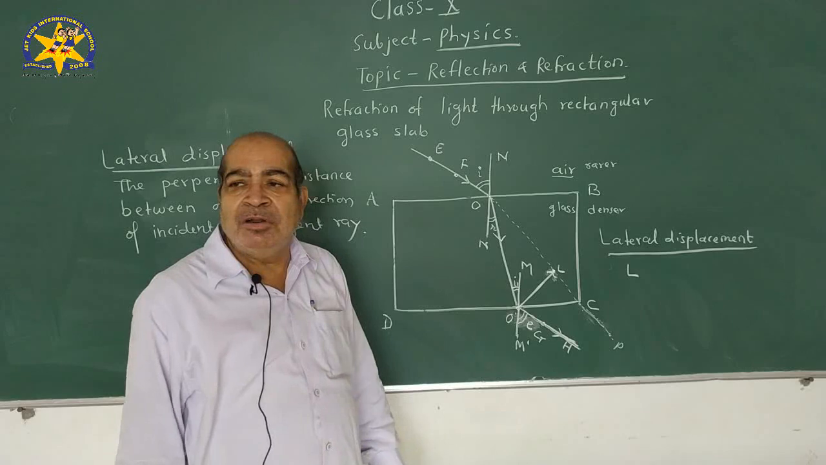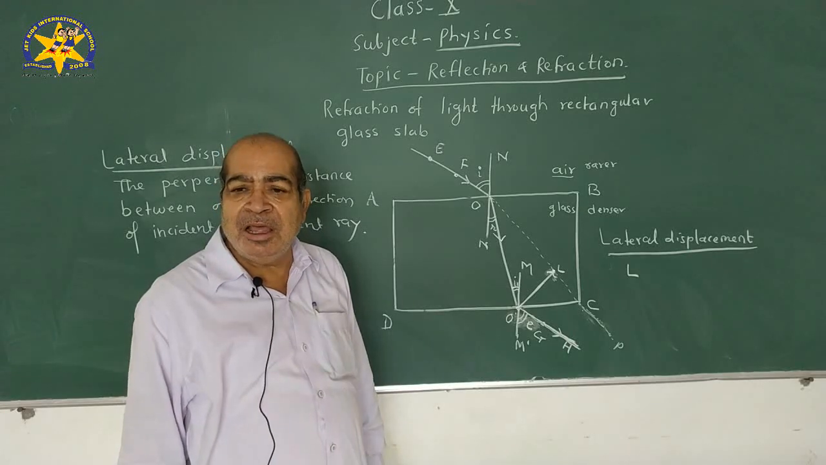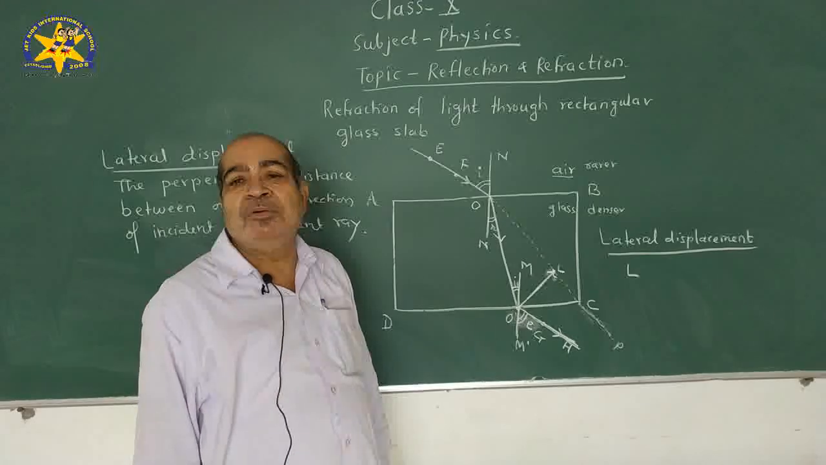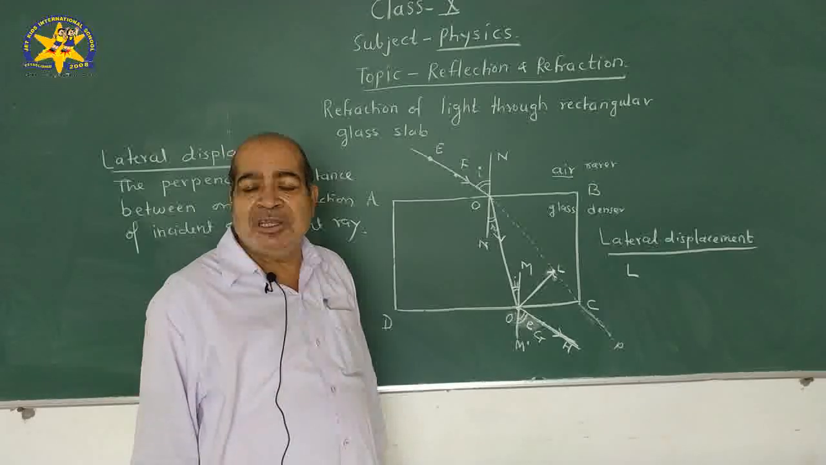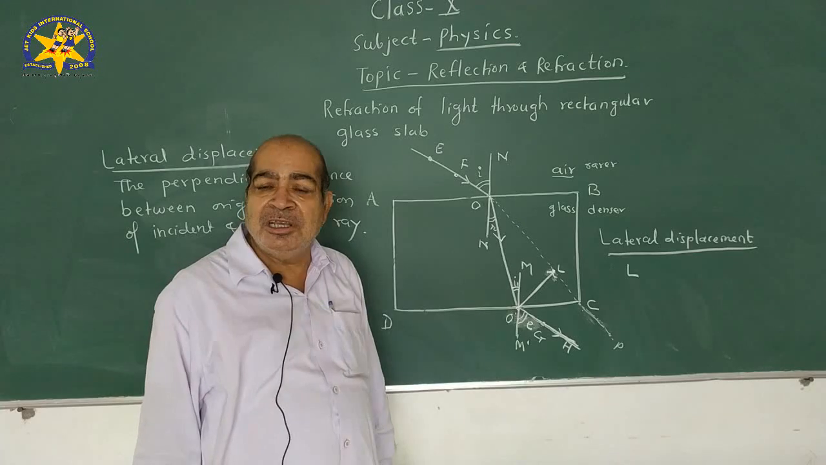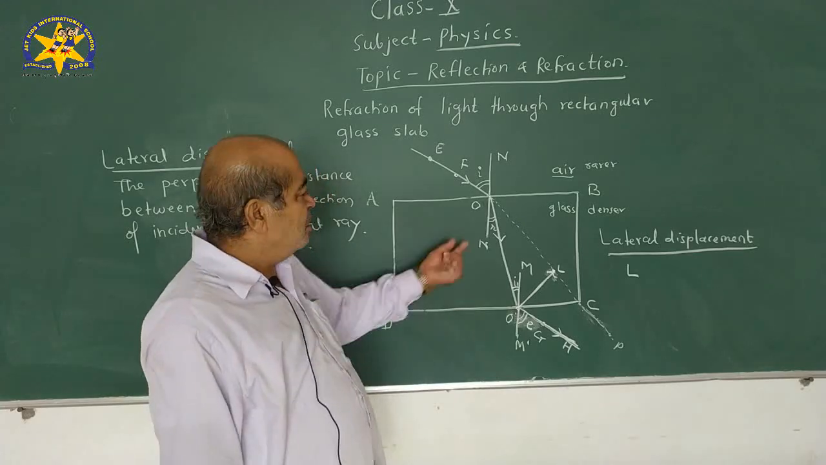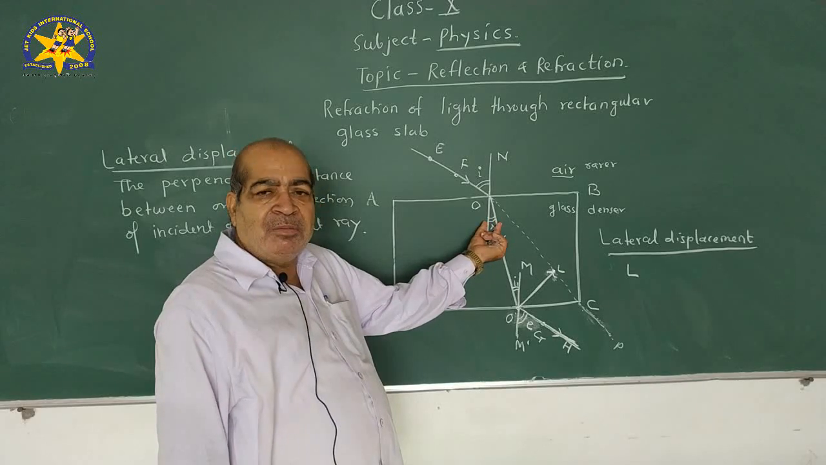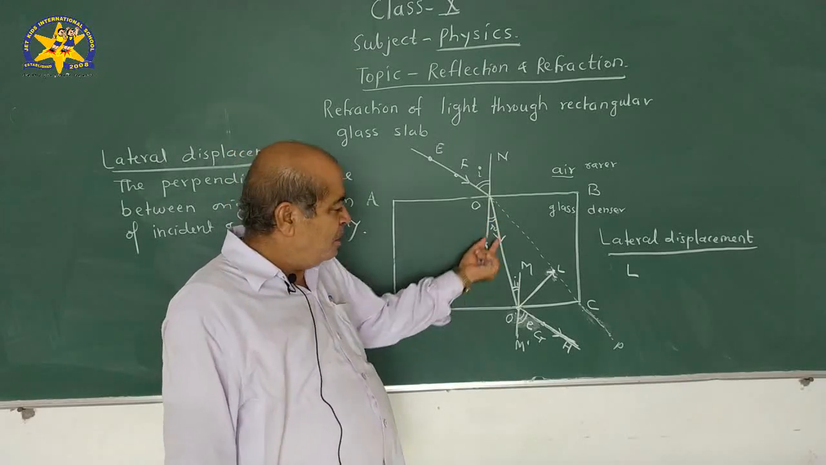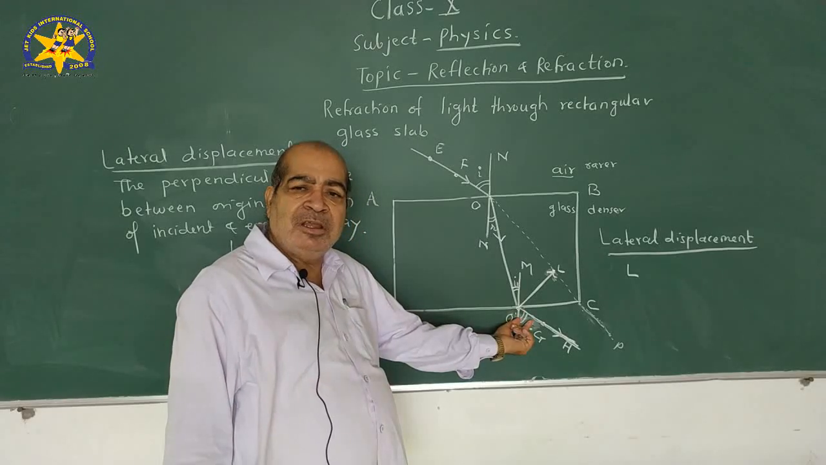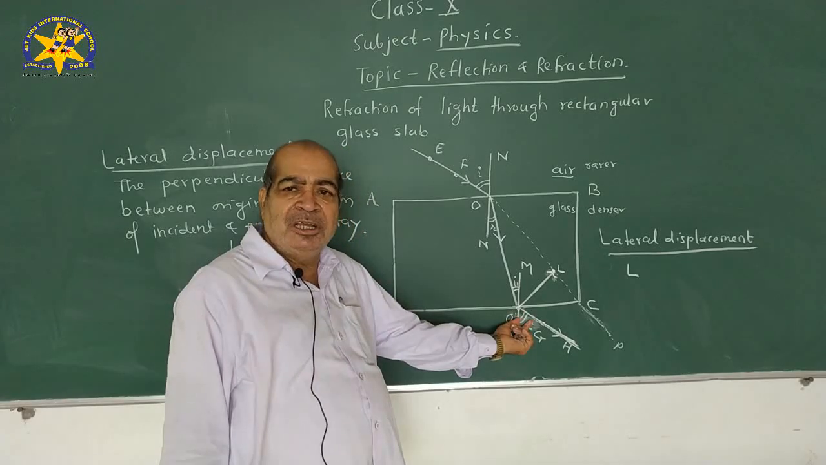The amount of the bending of the light in the two cases is equal and opposite. Hence, the emergent ray is always parallel to the incident ray. That means, if it is bent towards the normal by 30 degrees, then here it also bends away from the normal by 30 degrees.